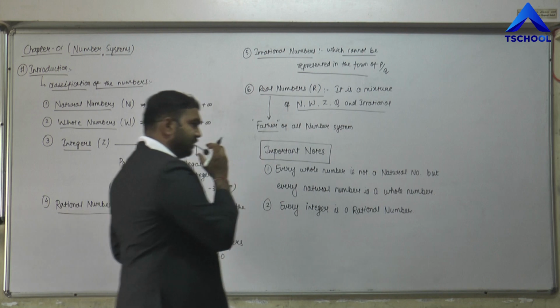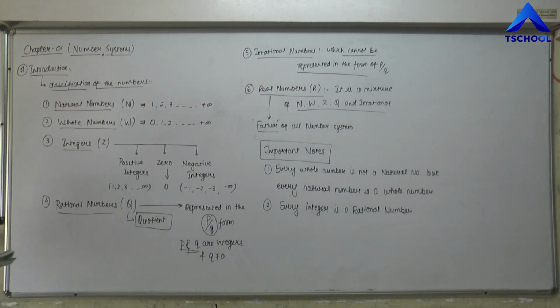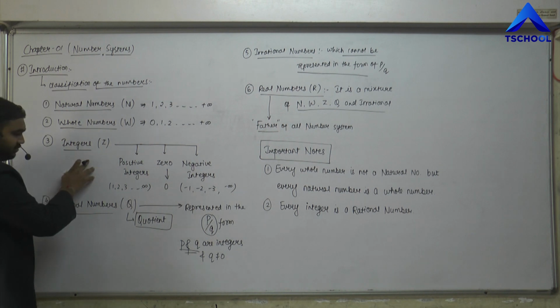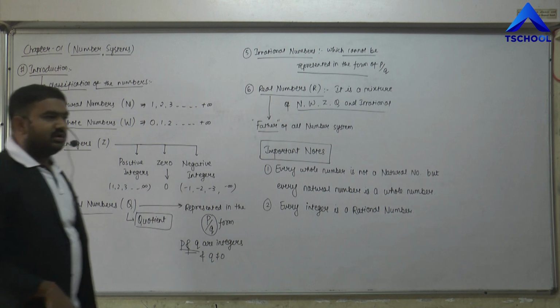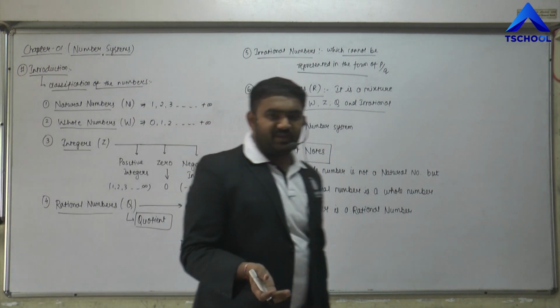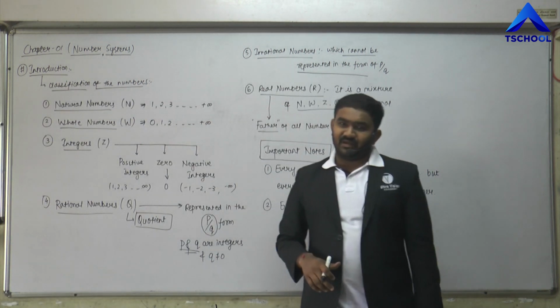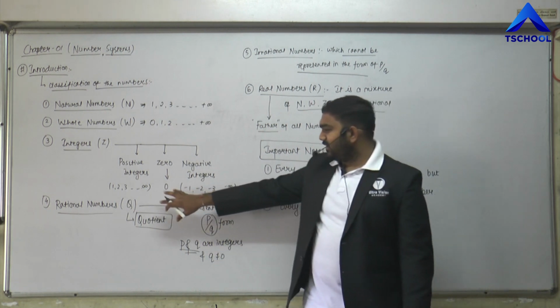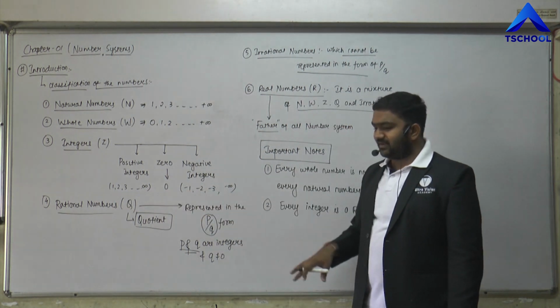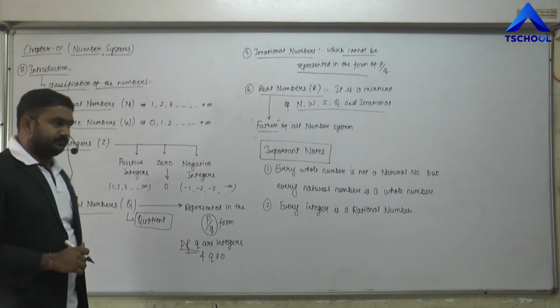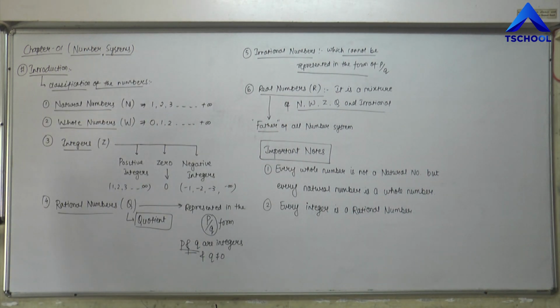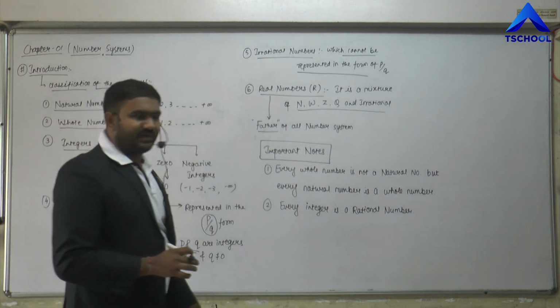Is it so? Every integer is a rational number? Yes or no? See friends, integers are positive, negative and 0. And each and every integer can be a rational number, if I say that these numbers are written with a denominator q equal to 1. We know that q is not equal to 0, which means we can keep q as any integer except 0.